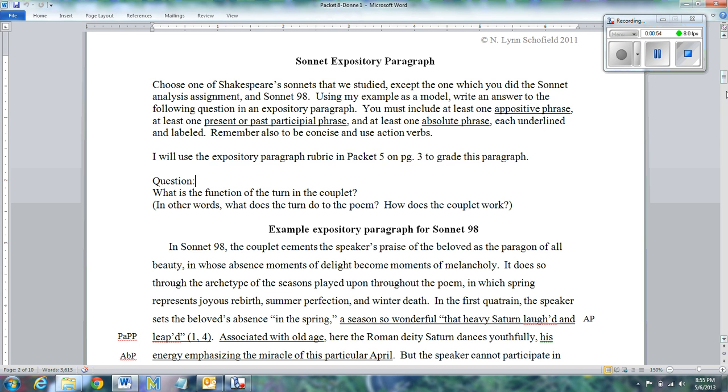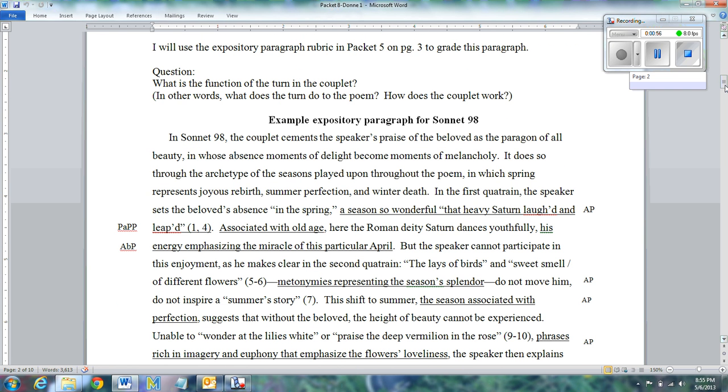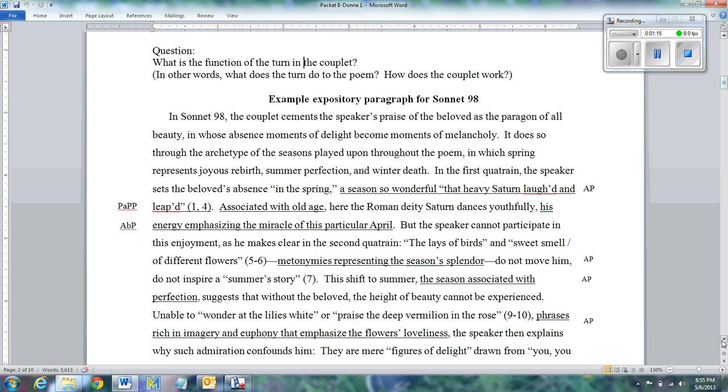So let's look at the question then. What is the question that you're answering? The question is, what is the function of the turn in the couplet? In other words, what does the turn do to the poem, to the poem's meaning? How does the couplet work? So I want you to explore that in a paragraph. So here's how I do that in mine.